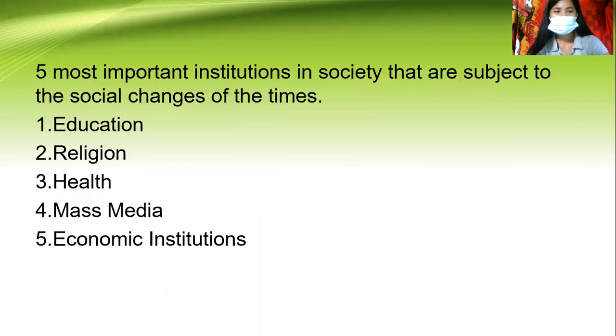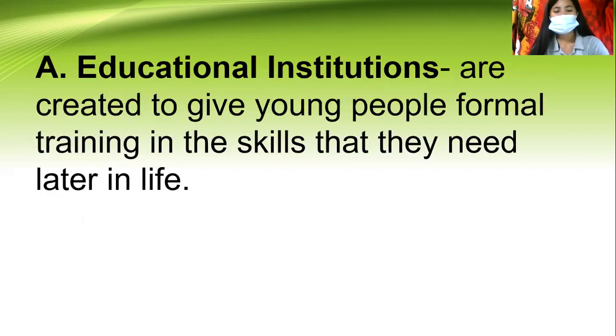Okay, so there are five most important institutions in the society that are subject to social changes of the time. First, education; second, religion; third, health; fourth, mass media; and fifth is economic institution. These social institutions will suit the needs and the demands of our changing social ecology. Let's start first with the educational institution.